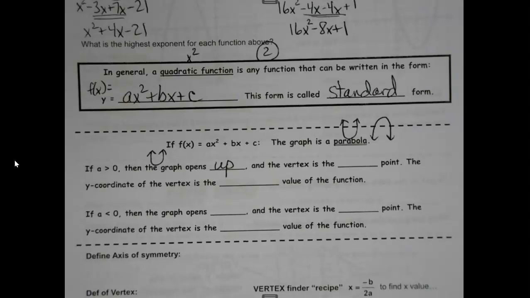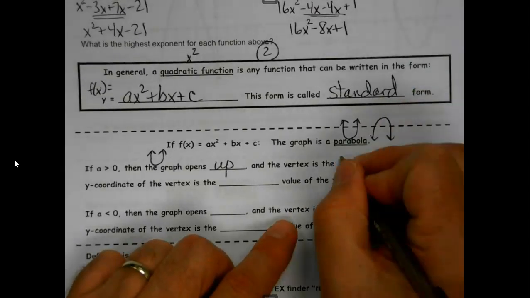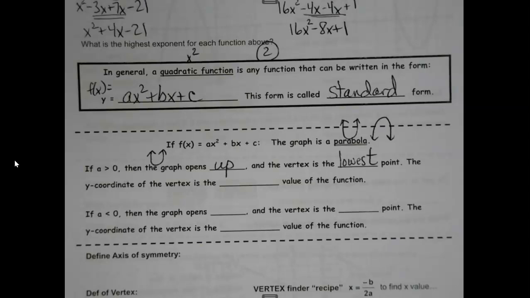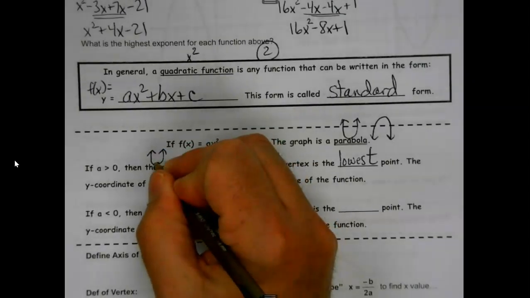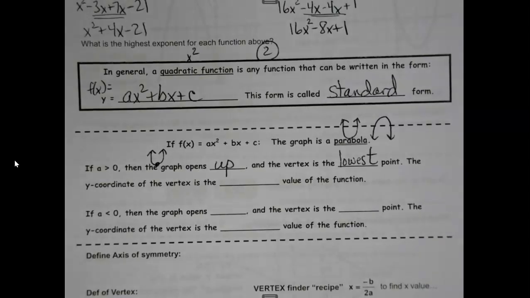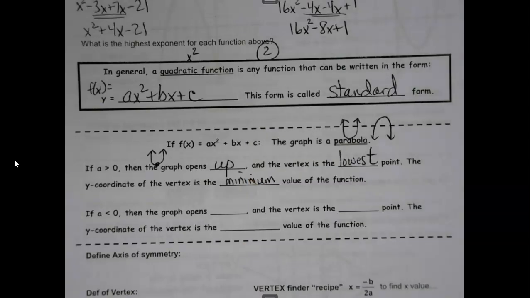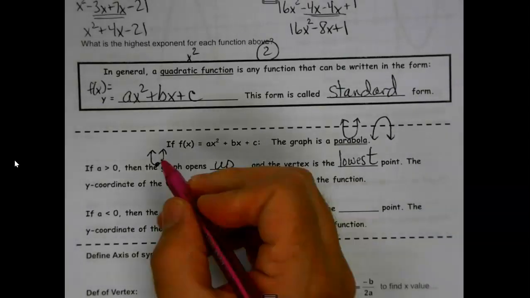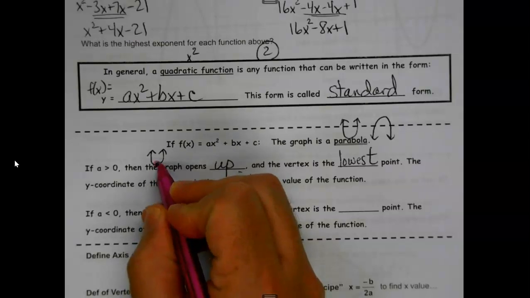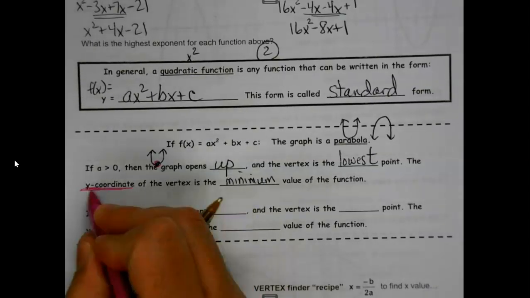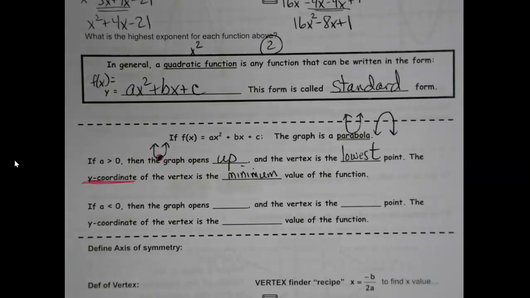Your vertex is going to be the lowest point. Okay? The center of your graph is going to be down here at the bottom. The y-coordinate of the vertex is the minimum value of the function, which makes sense because if the y-coordinate of this is at the very bottom, it's going to be the smallest or the minimum value. But again, y value, they're not interchangeable with y and x. X has a different function here, which we'll get to shortly.